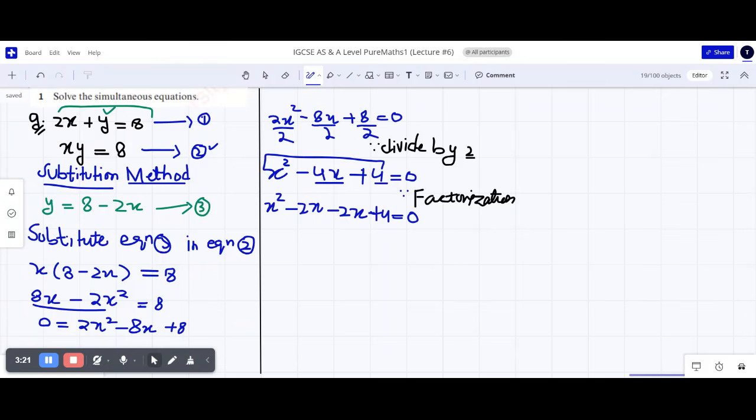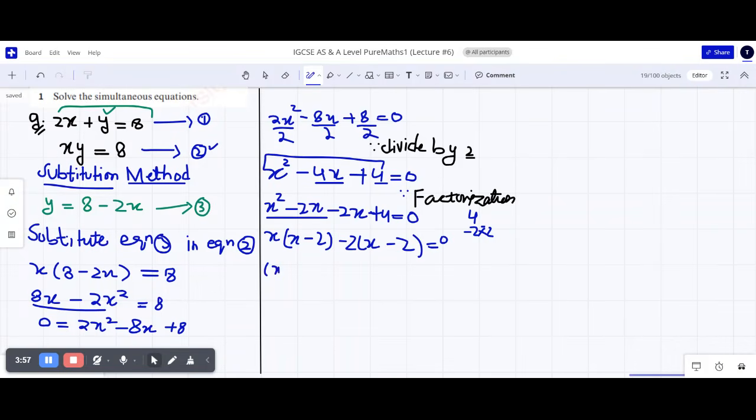The factors of 4, which is a times c, are 2 and 2. We can't do 2 plus 2 because we need a negative sign, so we need to take the minus sign with both. Minus minus makes the values plus. Let's take the common factor: x is common, so x minus 2 is left. Then minus 2 is common, so x minus 2 equals 0.